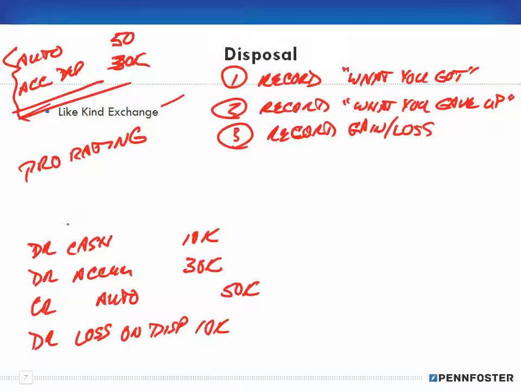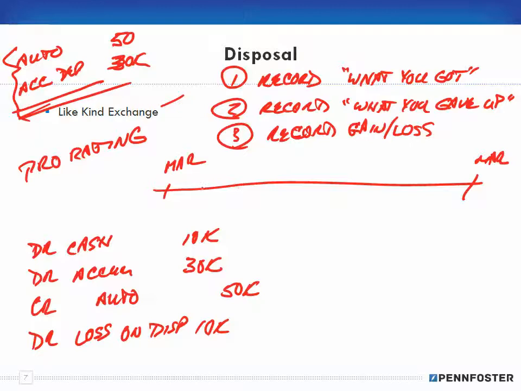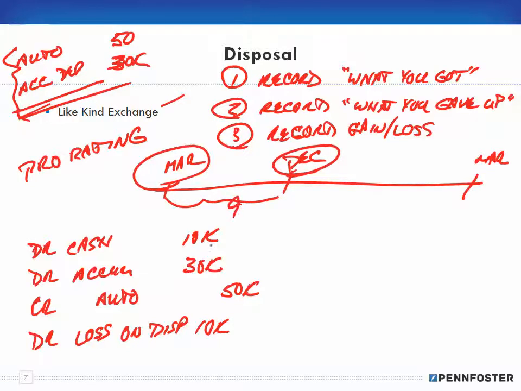Now, I said in the previous video on depreciation that you don't have to worry about it that much. I used the example, let's say this is March, and this goes to March of the next year. You're buying the vehicle in March, and when you get to December, you have 10 months of depreciation because you're buying on March 1st.